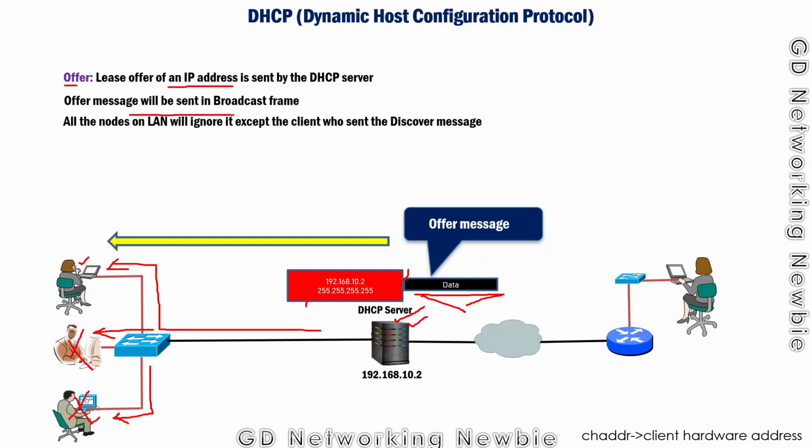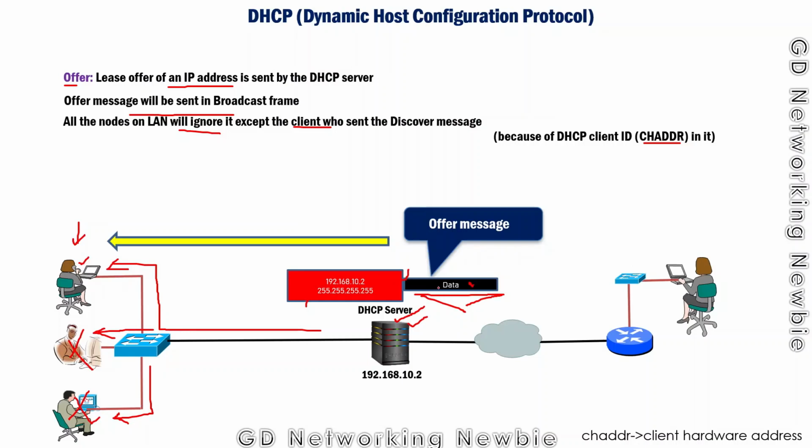So this will be in the broadcast message, and everyone will ignore it except the client who sent the discover message. So only that client will further process it. This is because of the client ID, that is the client hardware address, that was sent by this client in the payload part. So when it was making the request, it somehow included its identification in the payload.